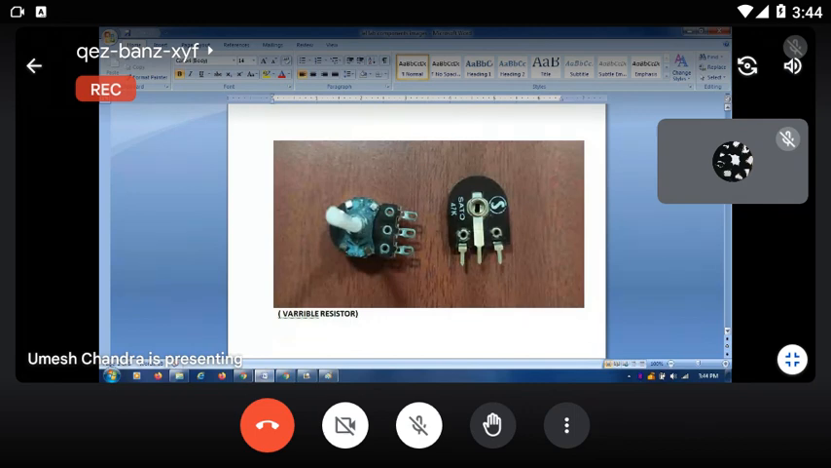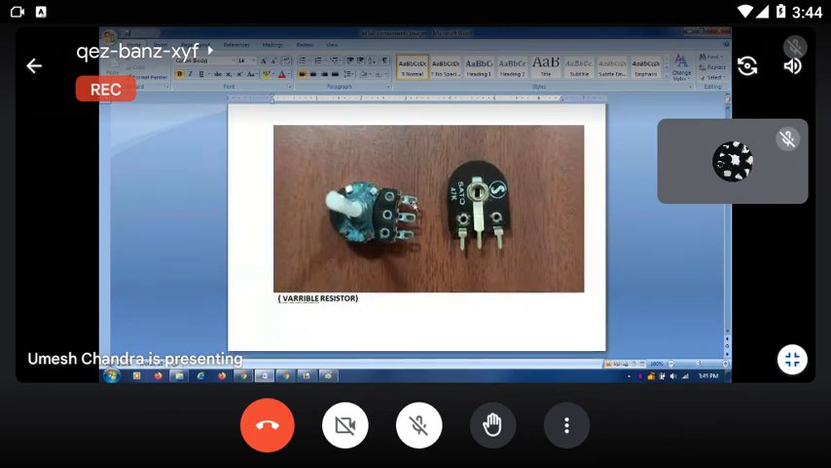Another type is the variable resistor. Here, the variable resistor's resistance value is already written. There are two types of variable resistor. One is known as the VC, that is volume control, and the second one is the preset. Now, how do you vary the resistance value here?